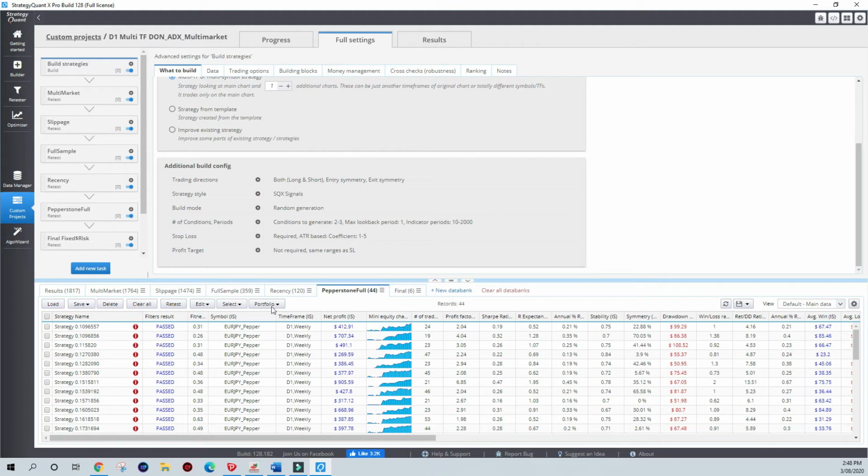In relation to our stop loss, we make sure that there is a stop loss applied to every single one of our solutions. We also make sure that it is an ATR based stop loss.